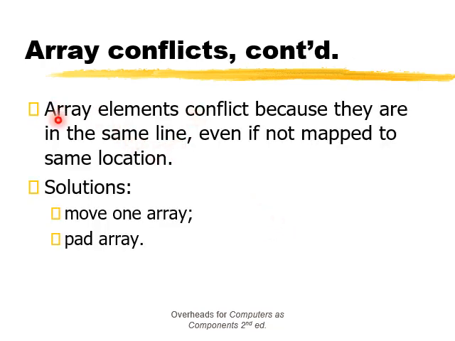As I've told you, array elements conflict because they are in the same line even if not mapped to the same location. As we have seen, the array locations were different, but they are in the same line even if not mapped to the same location. Solution: move one array. We can move one array to some other location, or we can do pairing of arrays. As I've told you, pairing arrays will solve this issue. However, moving an array may create conflicts with other arrays.